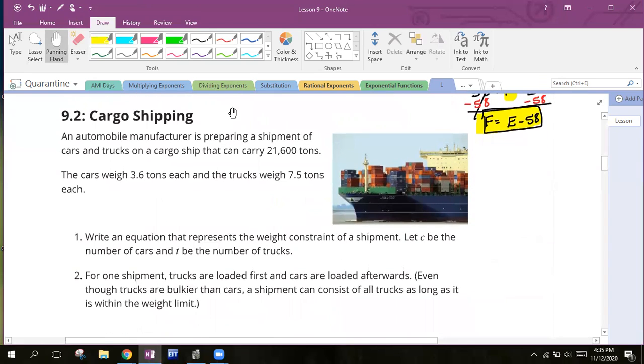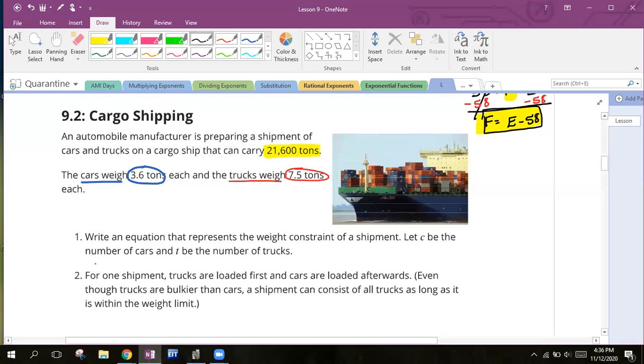All right, so we have 9.2. It says an automobile manufacturer is preparing a shipment of cars and trucks on a cargo ship that can carry 21,600 tons. Okay, I'm going to try to color coordinate this for us. It says cars weigh 3.6 tons each, and trucks weigh 7.5 tons each.